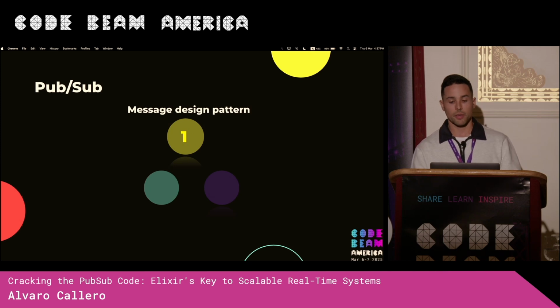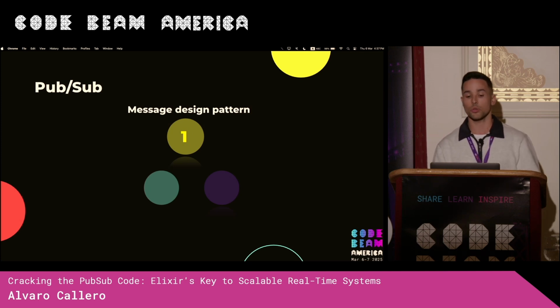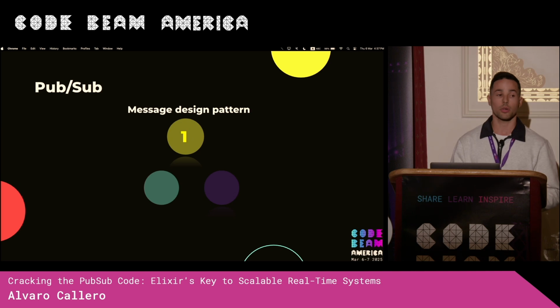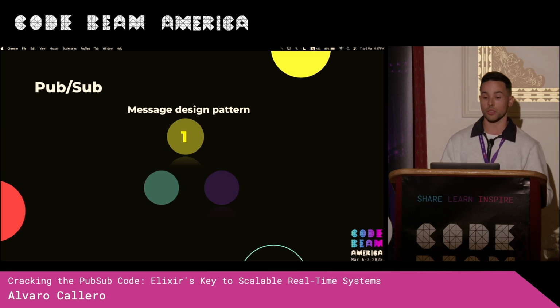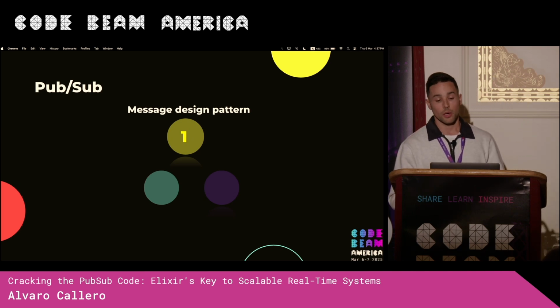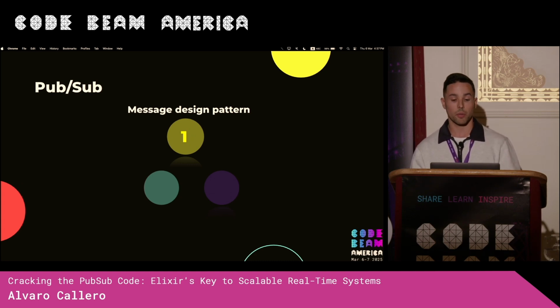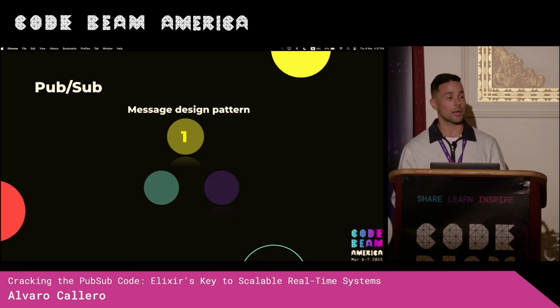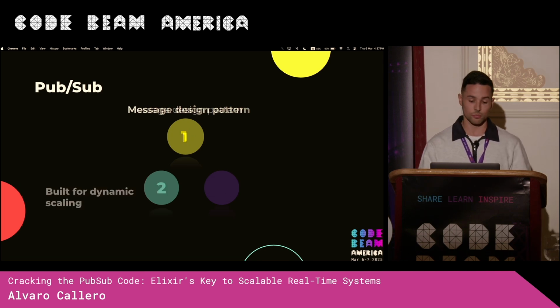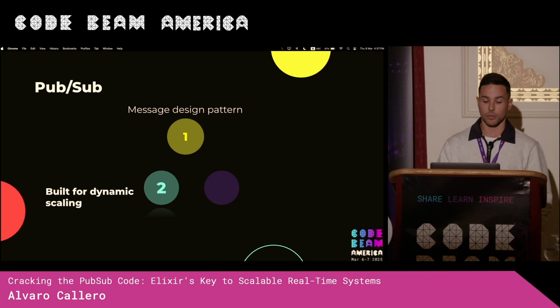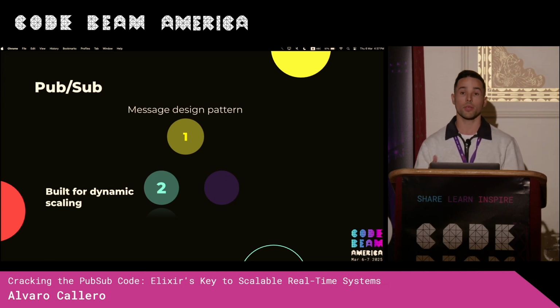It is a message design pattern. It is used in distributed system for asynchronous communication between different components or services. Although it is based on earlier message paradigm like event broker or message queuing, it is a more scalable and flexible solution. It was built for dynamic scaling, so PubSub was created to help the expansion of the information system.